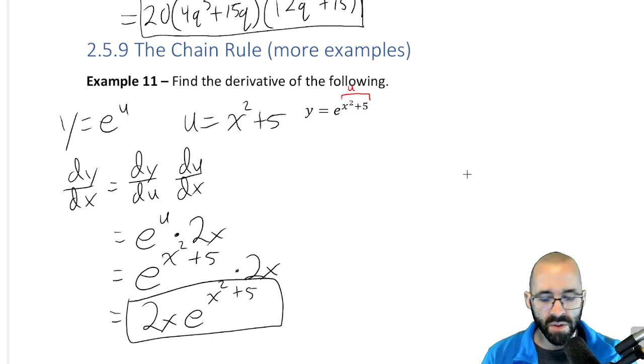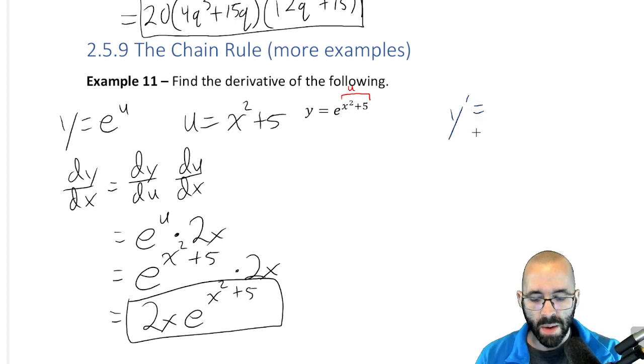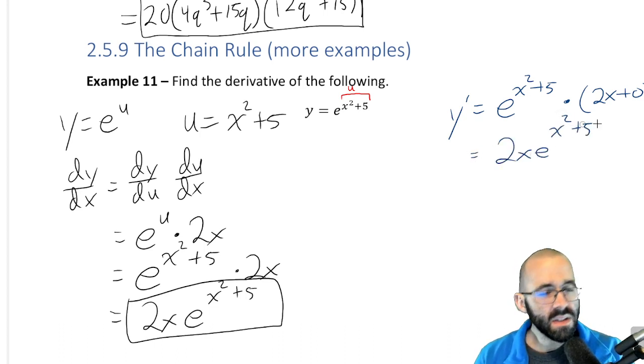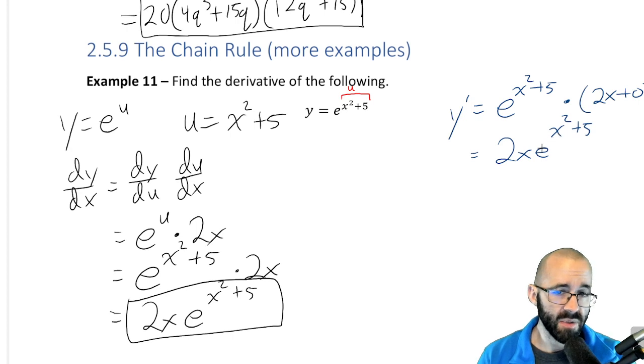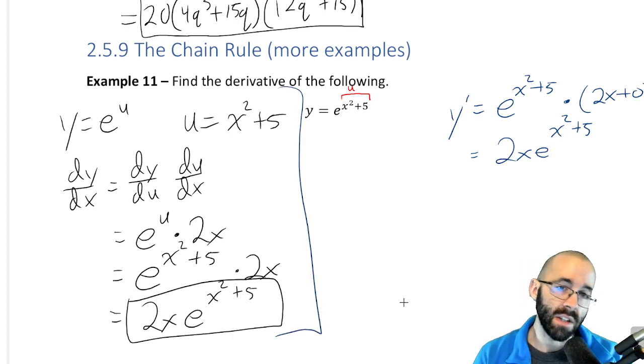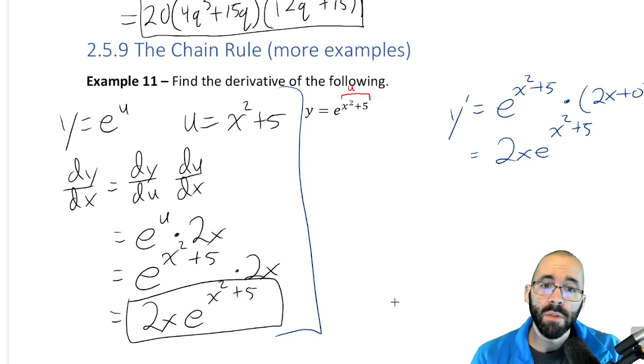If you're using the Newton notation, what you'd do is you'd say y prime is the derivative of the outside function, and the derivative of an exponential function is itself, multiplied by the derivative of the inside function, which is just 2x plus 0. That's another way to get to the same answer, but it's a little bit more confusing to see where this comes from. I think this notation and framework over here is a lot more clear. But either method works.